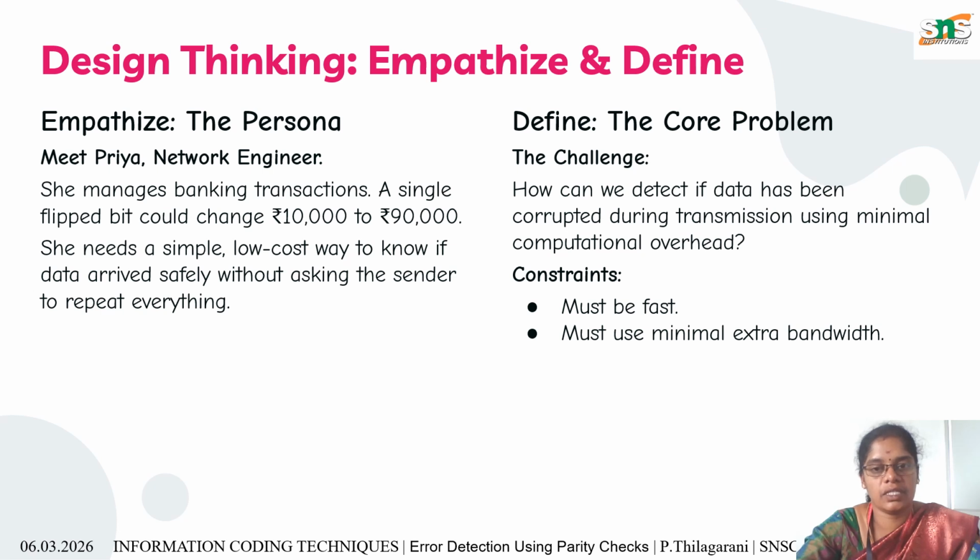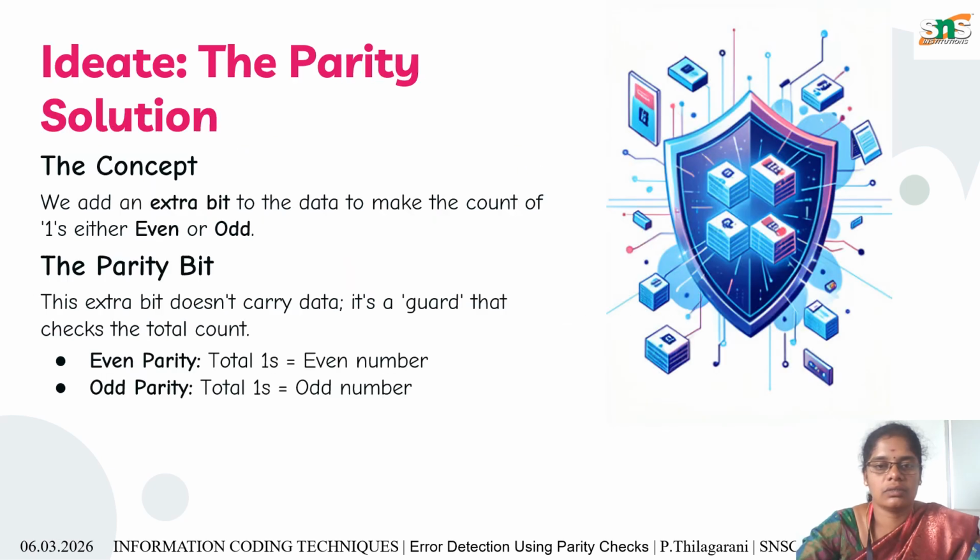In the define phase, the core problem: the main challenge is how can we detect if data has been corrupted during transmission using minimal computational overhead. The constraints are that it must be fast and must use minimal extra bandwidth.